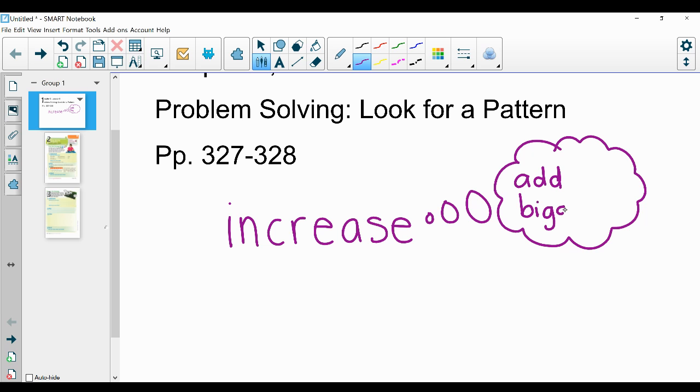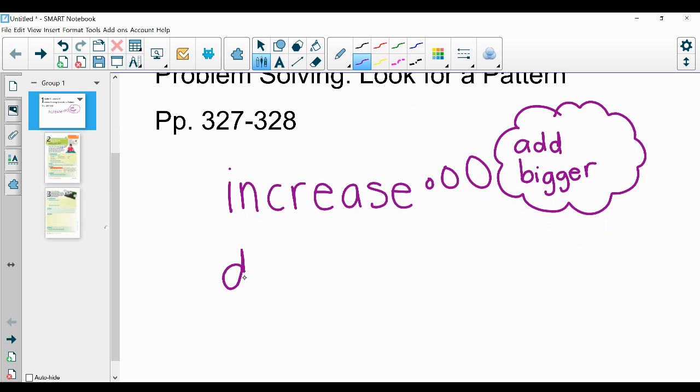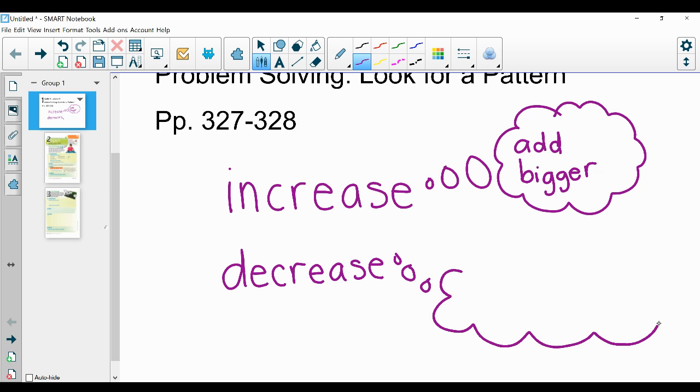Then the antonym of increase, the opposite of increase, is decrease. So if increase means add, decrease means subtract or take away, because those are inverse operations. And when you are doing the opposite of adding, you are subtracting. So we can think of it as subtract or take away.